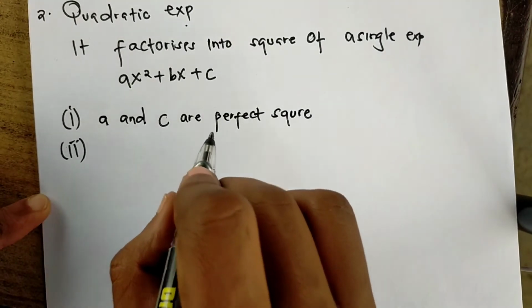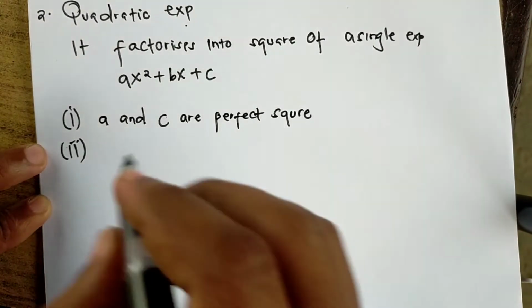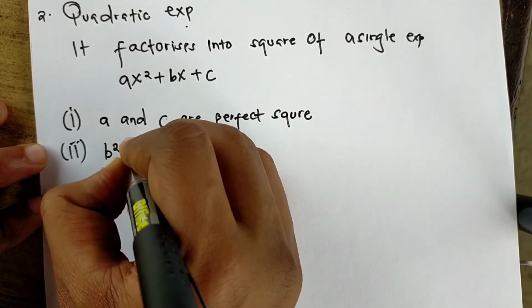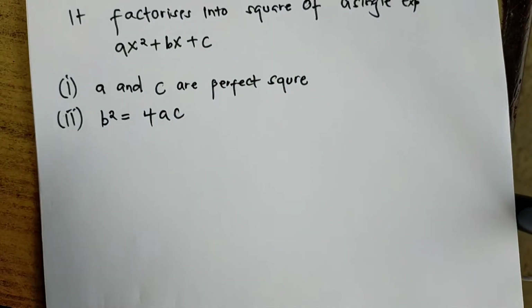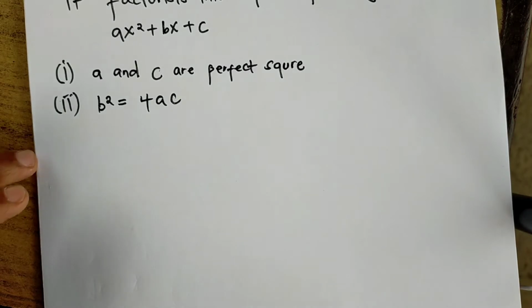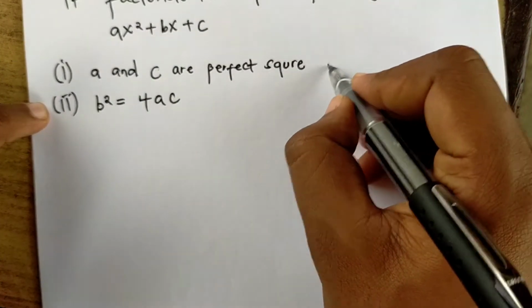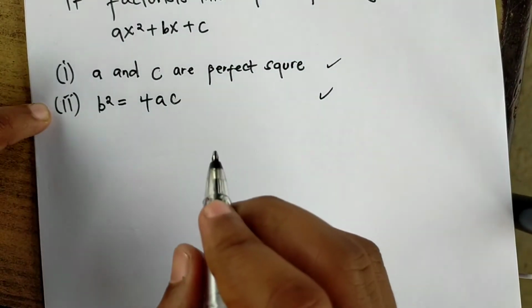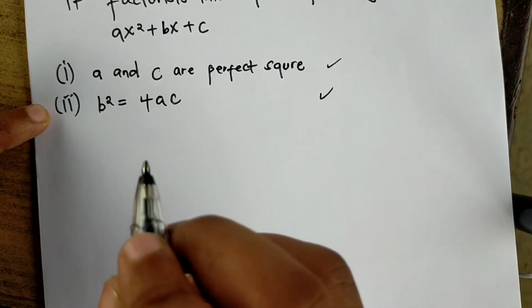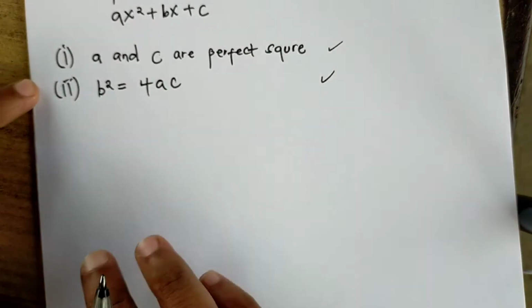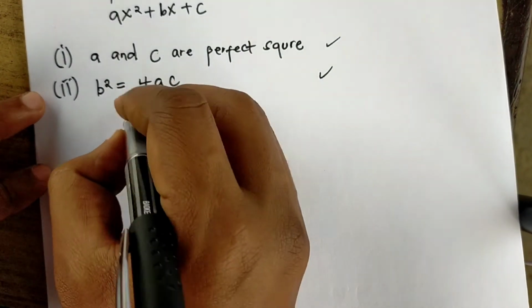Condition one: a and c are perfect squares. Condition number two: b square is equal to 4ac. If these two conditions are satisfied, then you are good to go. You are good to say a quadratic expression is a perfect square. Let's take an example.